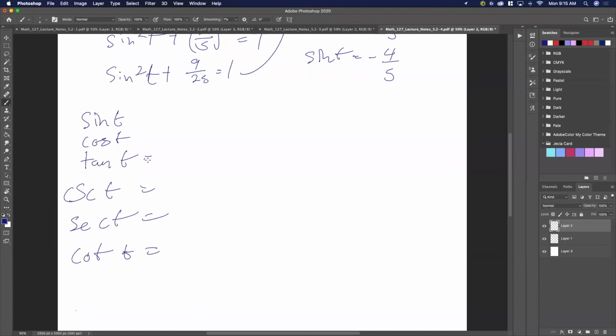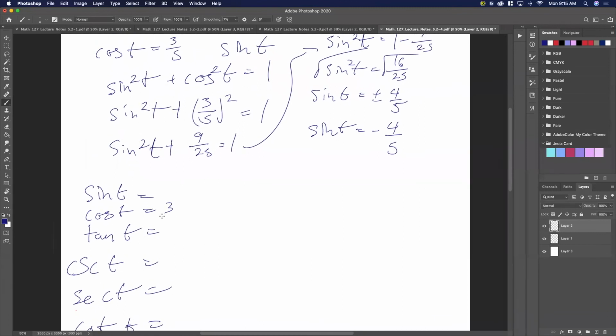All right. This is how it looks in the computer. It's just going to give you a whole list of these things. Cosine of t, we already know. This was given to us: 3/5. Sine of t, we calculated: it's minus 4/5. Tangent is equal to sine of t over cosine of t. So here I'll have negative 4/5 over 3/5, and so I just get negative 4 over 3, because the 5s will cancel. Cosecant is just 1 over sine of t, so that's going to be negative 5/4.